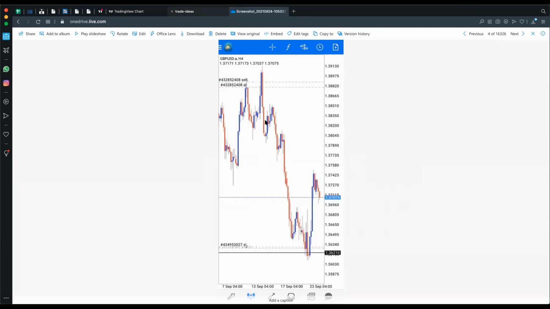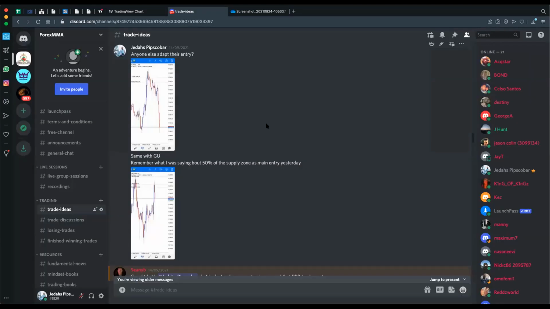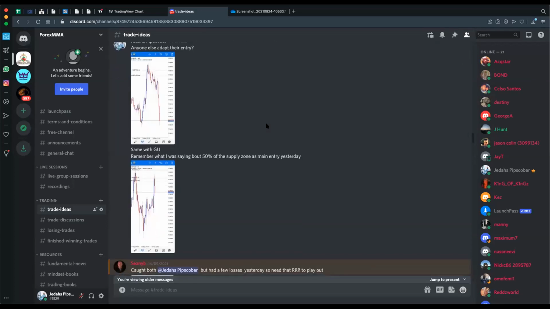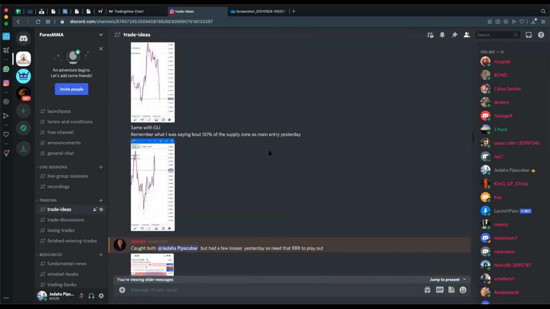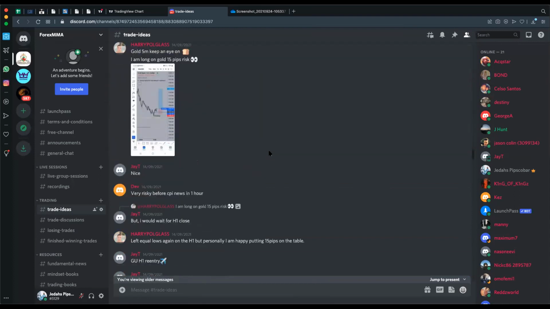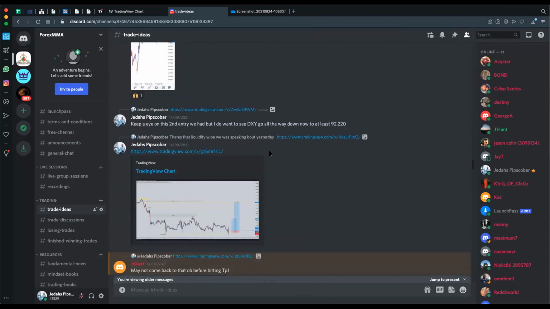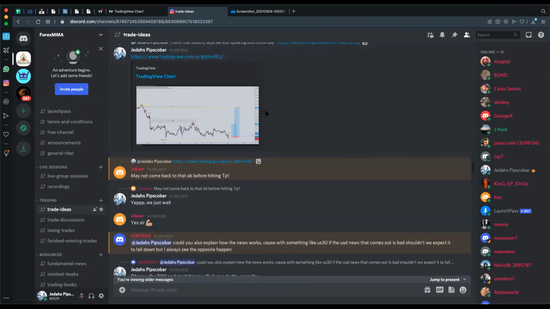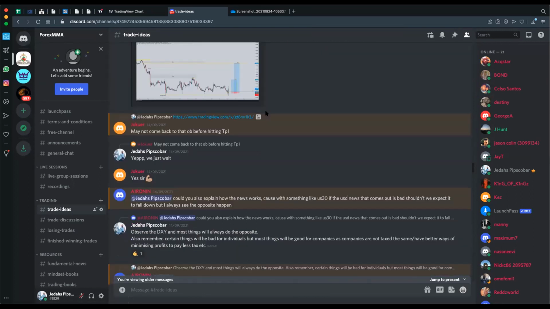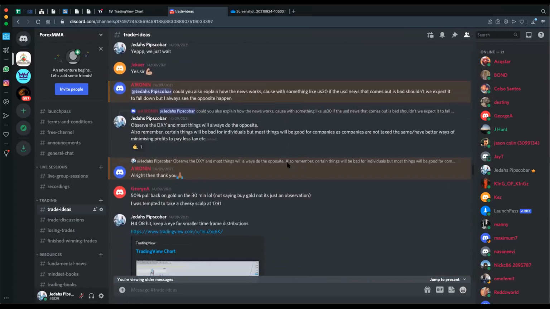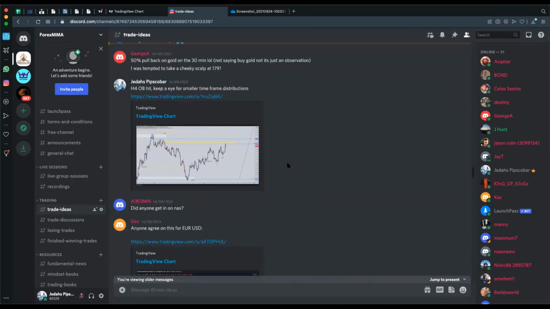Okay, so before we go into that, just to show you the Discord. I had this up before I started this, but it's jumped, so let's find it again. Okay, so you can see this is our Discord. This is where we share all our trade ideas, and you can see all the members talking, sharing ideas with each other, helping each other win, and that's what we do.